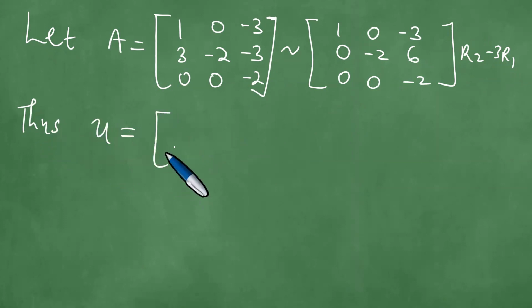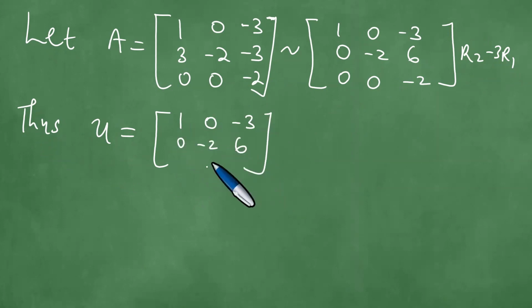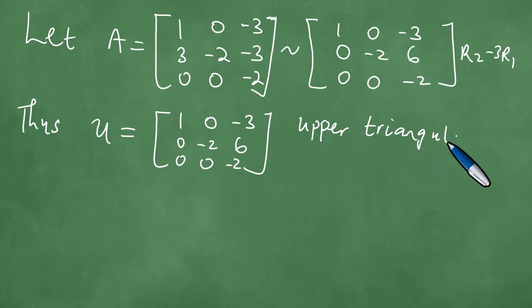Thus, U becomes this matrix 1, 0, -3, 0, -2, 6, 0, 0, -2. And this one here is an upper triangular matrix. Right, so now we continue to solve this particular problem as follows. Now, there are a couple of things we need to take into account.